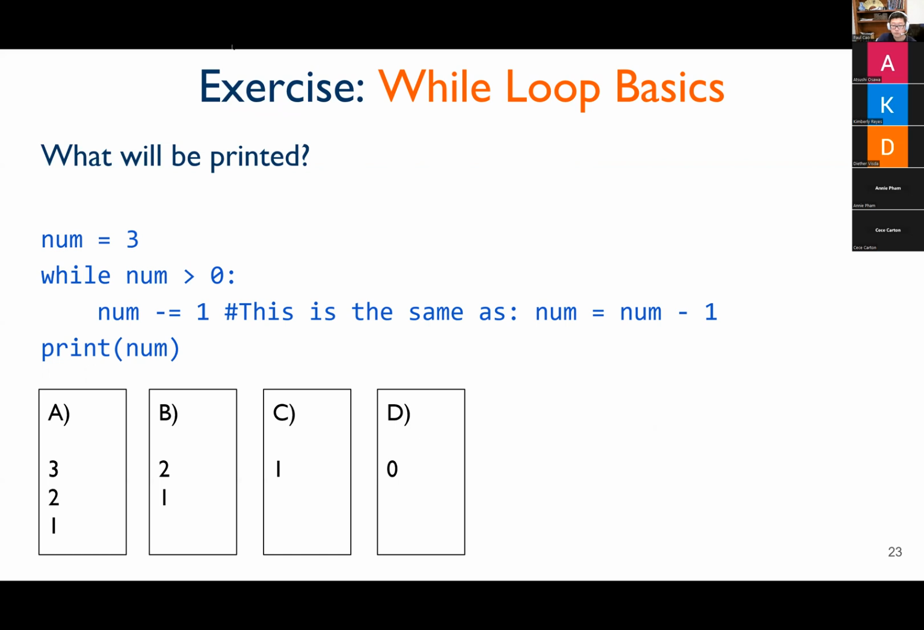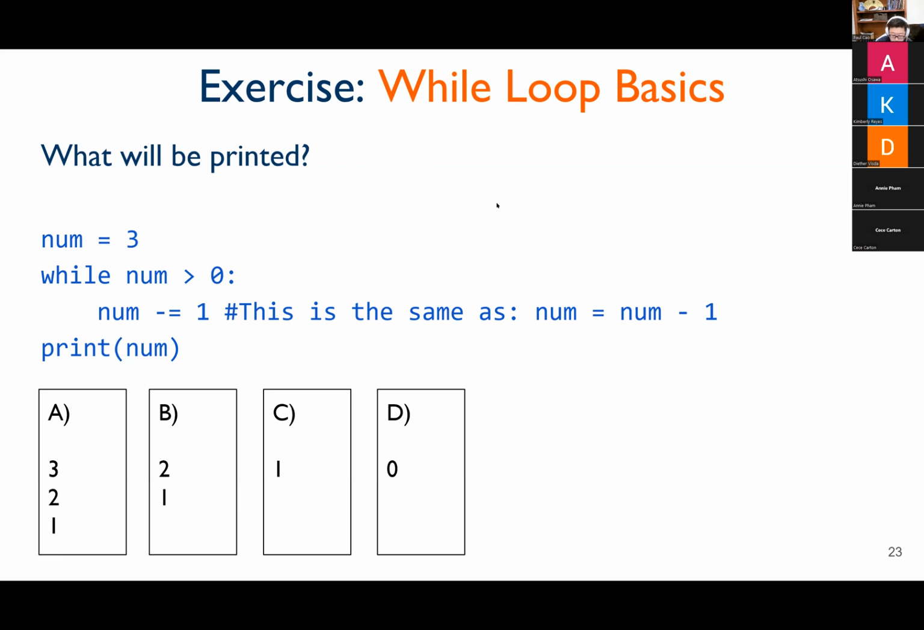All right. So let's see. A lot of us voted for B. Why is it B? There is only one number. You're going to print out only one number, not multiple numbers, because this print statement is not part of the while loop. Only this num minus one is part of the while. For those who voted for B, that's incorrect.